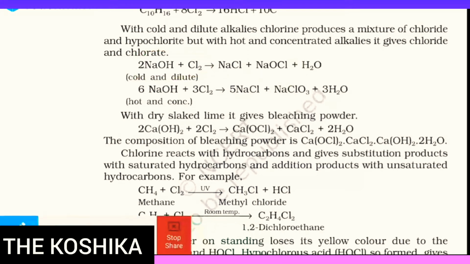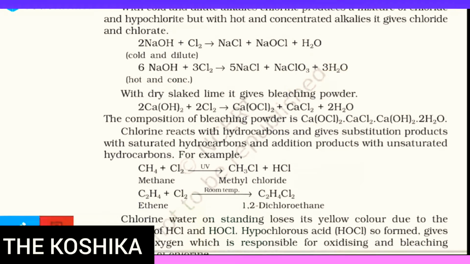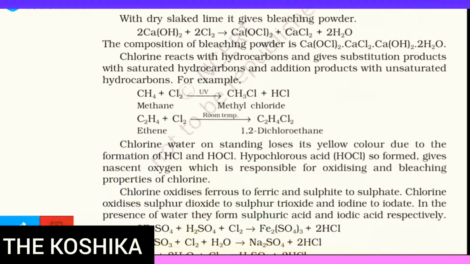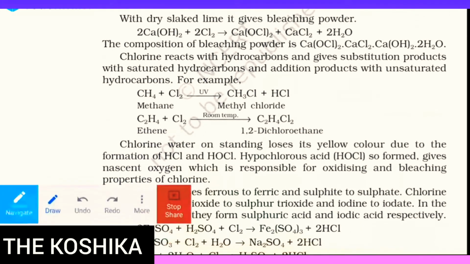Now, when the NaOH is hot and concentrated, when it reacts with the chlorine, it gives you again chloride, but here the byproduct is changed. Now it is sodium chlorate. And this is what? Sodium chlorate. So this is how the concentration and reactions will be changed. With dry slaked lime, it gives bleaching powder.